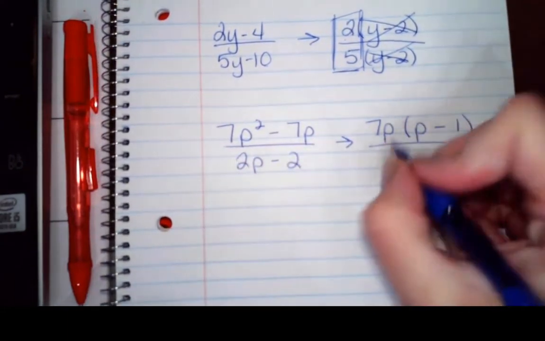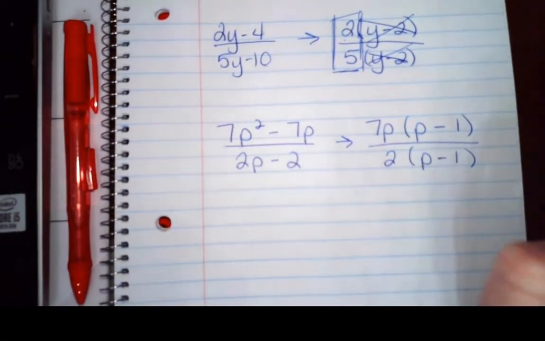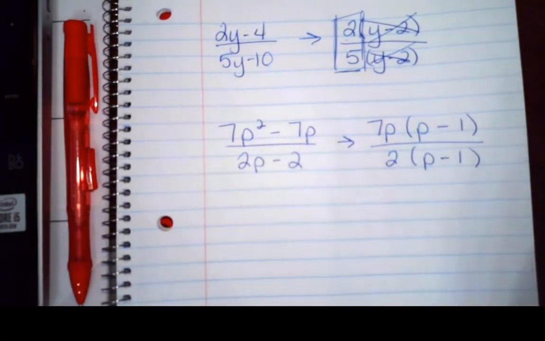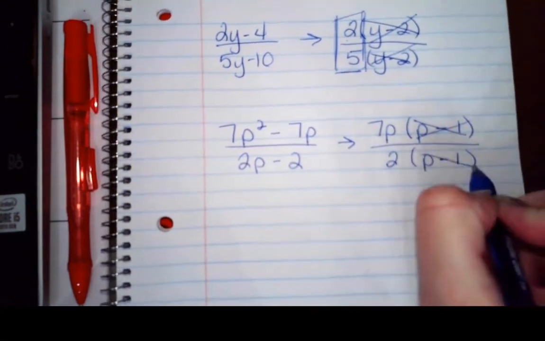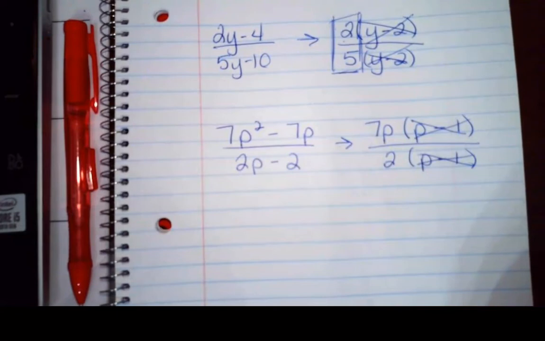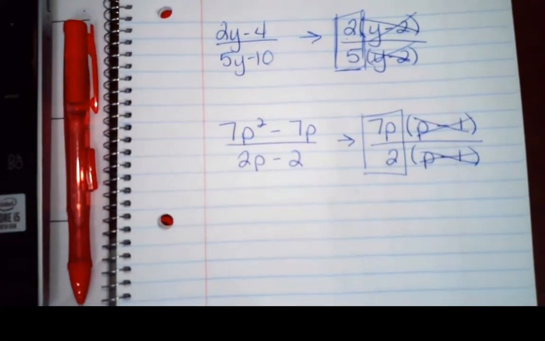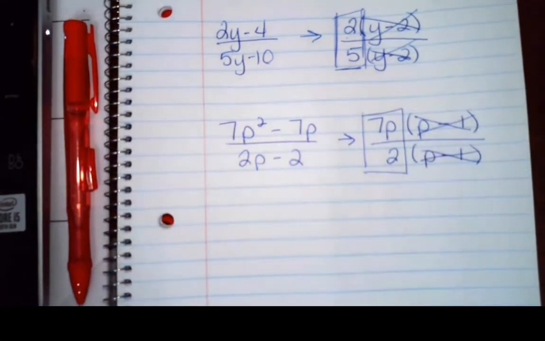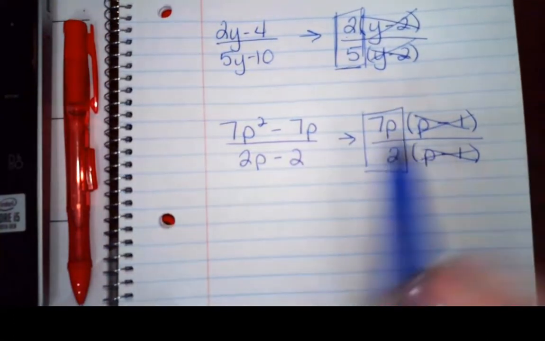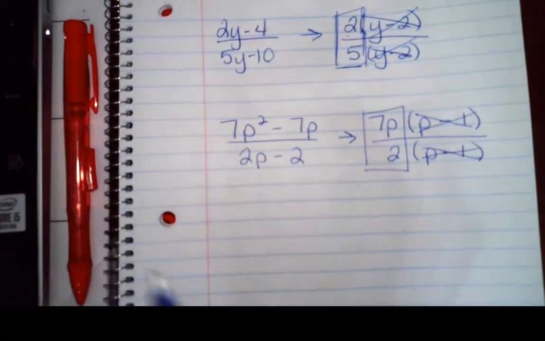Over, what can I pull out of the bottom? A 2. So that's going to leave me with a p minus 1 because it's division. So do I have anything that matches that I can reduce by? Yeah, p minus 1 over p minus 1 reduces to a 1. So my answer is 7p over 2. Okay, and you could change that 7 over 2 into 3.5, but I don't want to do that. So math people like fractions the higher up we get. So don't go to decimals unless you're told to.